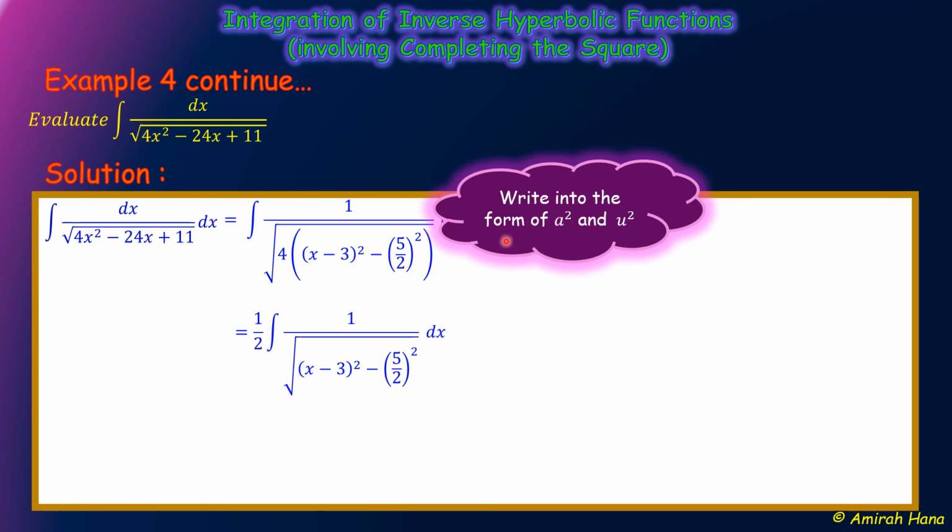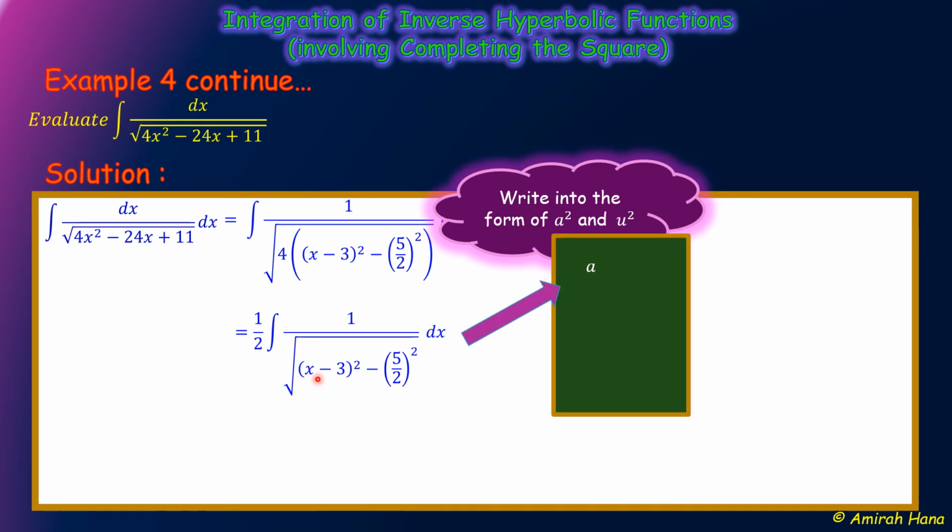Now we write it into the form of a squared and u squared. A is a constant, and u is the term containing x. So we list down what A is. Now our A is 5 over 2 and our u is x minus 3. After that, we need to differentiate. When we differentiate u with respect to x, we have 1, because when we differentiate x it becomes 1, and when we differentiate negative 3 it becomes 0. So we write du over dx equals 1. After that, we write dx as the subject, so we have dx equals du.